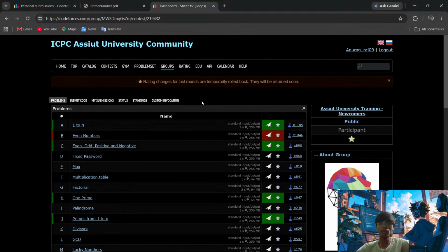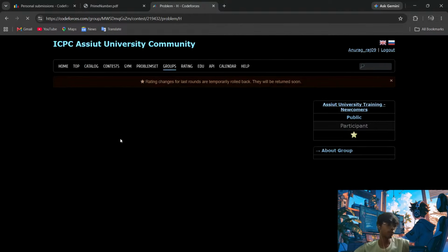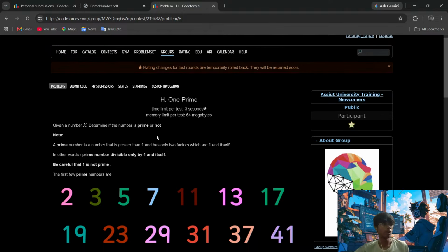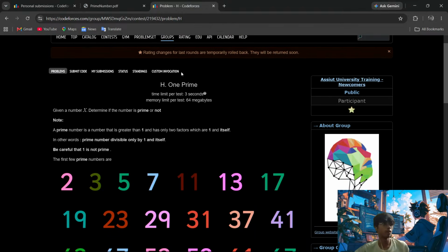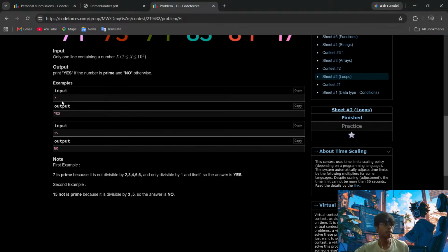So we will learn prime numbers today. Basically, I learned prime numbers and I will try to teach what is basically prime. So we can start with the questions. We are given a number and we have to tell whether that particular number is a prime or not.